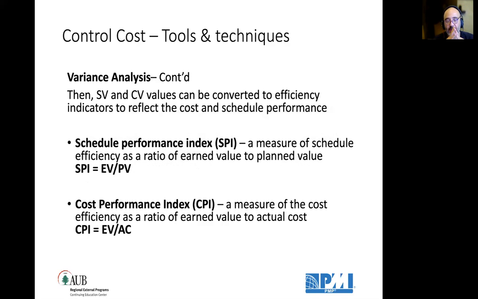These variances can be expressed in the form of indices. Okay, same formula, but instead of subtracting, I'm dividing earned value by planned value to get the schedule performance index, and earned value divided by actual cost to get the cost performance index. Which means what? A measure of schedule efficiency as a ratio of earned value to planned value. What does it mean if the schedule performance index comes out 0.7? What does this number mean?